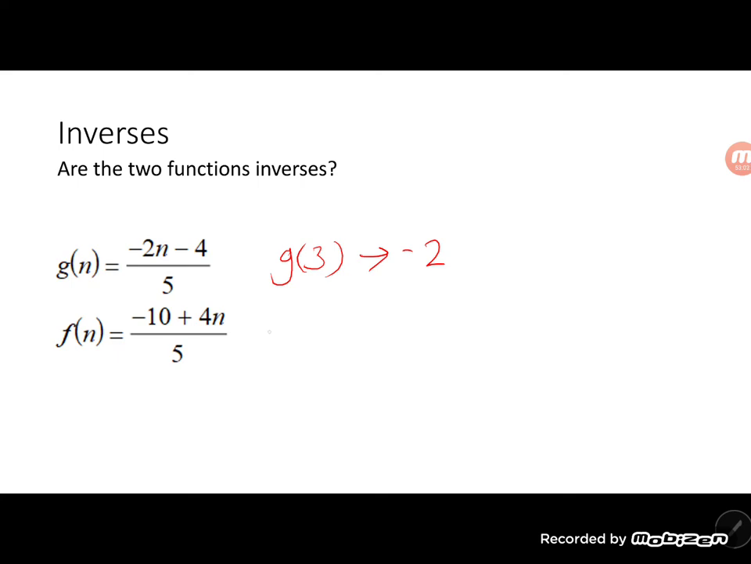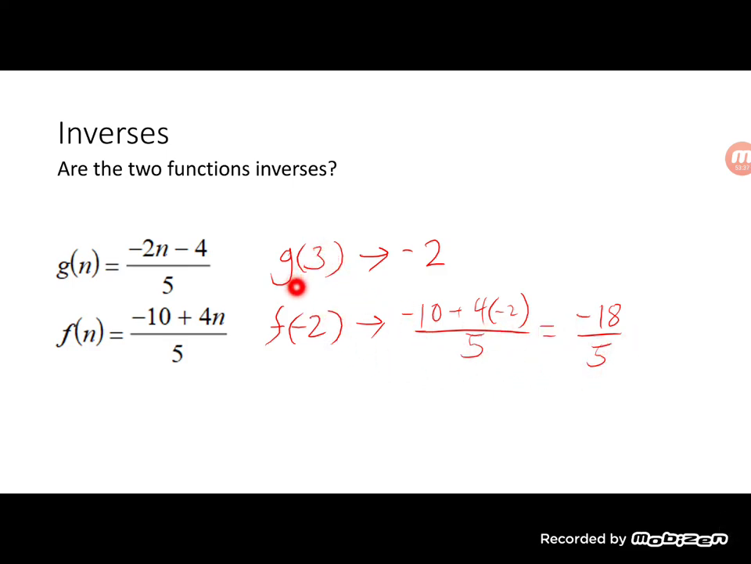Now we come over to our other function. We're going to write f of negative 2 and plug it in. So I plug in negative 2. And now this one doesn't work out as clean. That should immediately tell you something's not working nice here. You get negative 10 plus 4 times negative 2, over 5. And that's going to equal negative 18 over 5. Was that the number that we started with? Heck no. Absolutely not. These are not inverses. That does not work out. So these are not inverses.